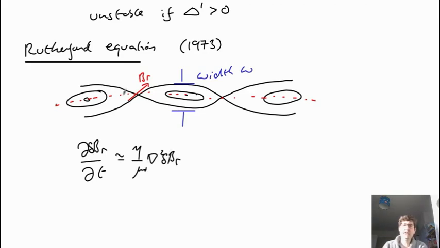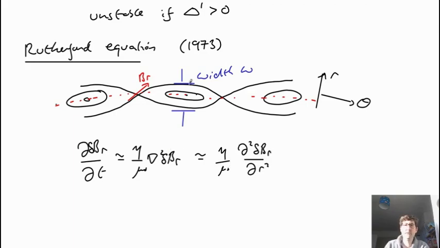And then imagine initially these islands are very thin, so they start out at zero size and they grow. But if they're very thin, then the gradient along the theta direction, so this is like the theta direction, and R is outwards here. So the derivatives in theta are small, derivatives in toroidal angle are small, and so this is approximately just the derivative in radius. Now if this is a perturbation to the poloidal flux, then we have that delta B_R is just minus 1 over R d delta psi by d theta.